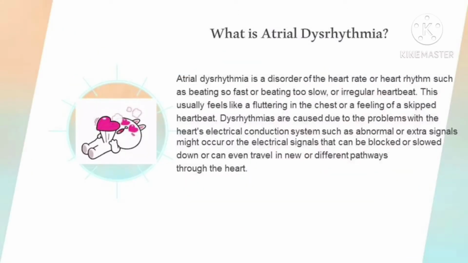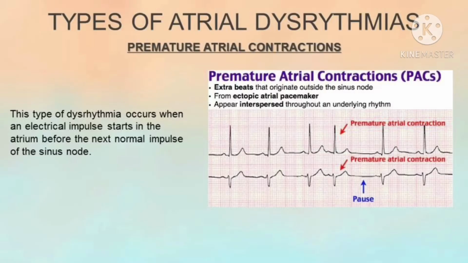So what is atrial dysrhythmia? Atrial dysrhythmia is a disorder of the heart rate or heart rhythm, such as beating too fast or too slow, or an irregular heartbeat. This usually feels like a fluttering in the chest or a feeling of a skipped heartbeat. Dysrhythmias are caused by problems with the heart's electrical conduction system, such as abnormal or extra signals occurring, or electrical signals that can be blocked or slowed down or can even travel in new or different pathways through the heart. Types of atrial dysrhythmias.